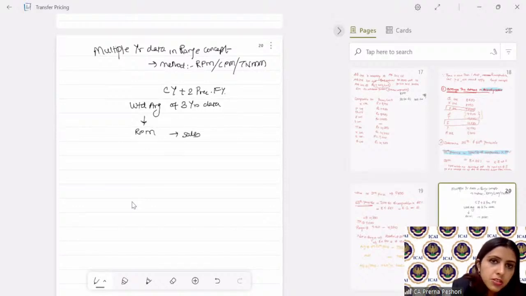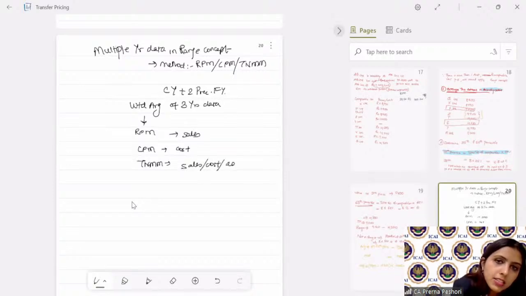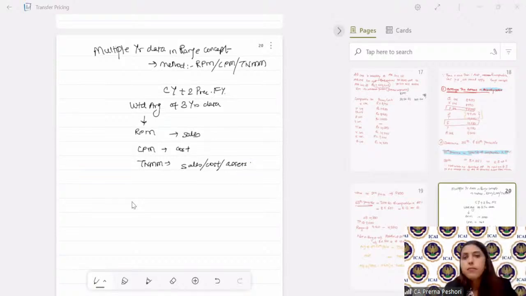Weighted average is based on sales. For CPM, it is on cost. And finally, for TNMM, the weighted average can be on the basis of sales, cost, or assets, the way we have the base, right? Is that clear?